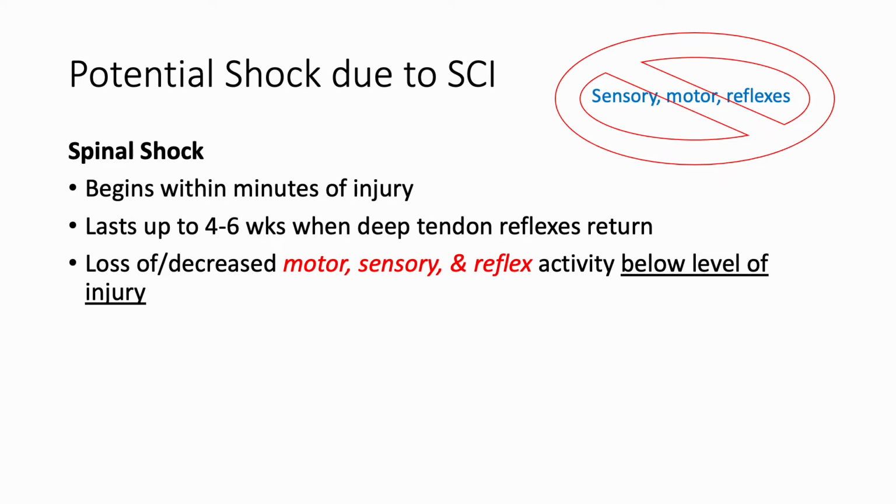Also, if they were to have their patellar reflexes tested, for example, that innervation is below T5, so they may not have a patellar reflex, or it might be really diminished. So motor, sensory, and reflexes are diminished or gone below the level of the injury. That's spinal shock. Now, why is this important?